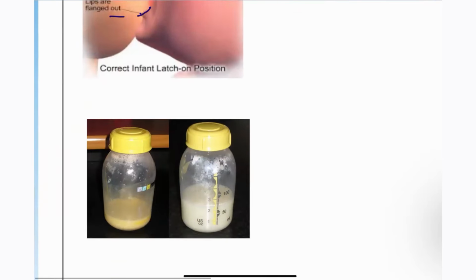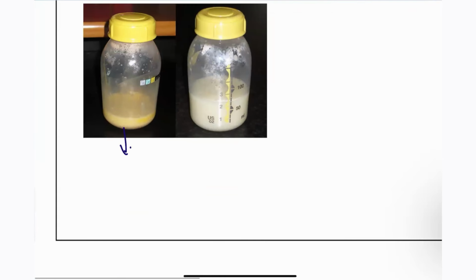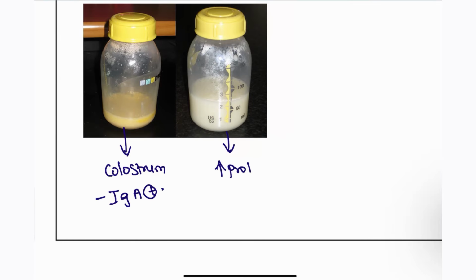Next, this is known as colostrum. Increased IgA levels will be seen in this one. Increased protein and balanced fat will be seen. Here more fat will be seen, which is very good for the retina and the CNS.